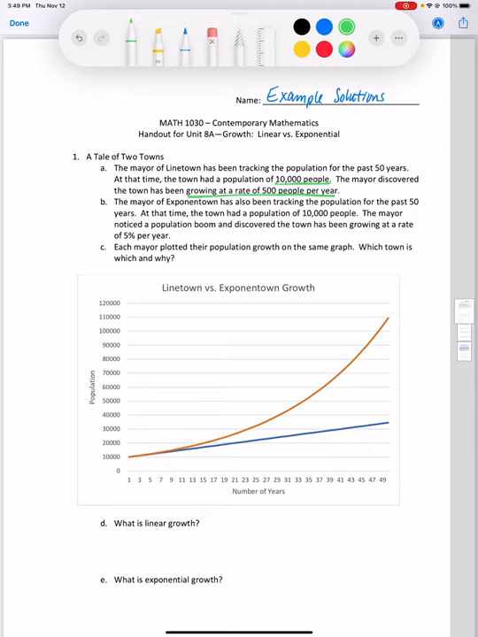The mayor of Exponent Town has also been tracking the population for the past 50 years. At that time, the beginning, the town had a population of 10,000 people. The mayor noticed the population boom and discovered the town had been growing at a rate of 5% per year. So this is the key here, growing at a rate of 5% per year. Each mayor plotted their population growth on the same graph. Which town is which and why?